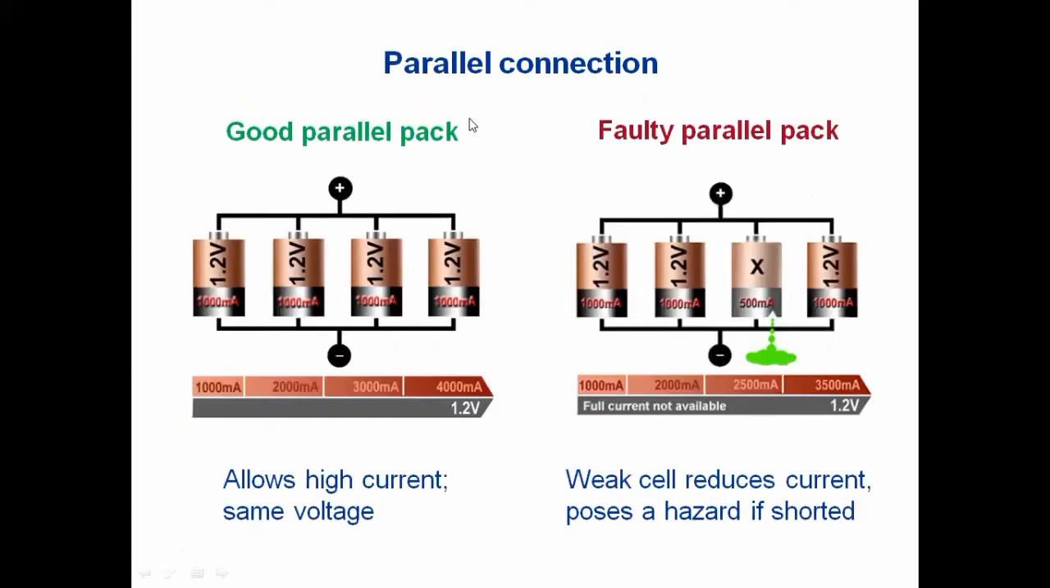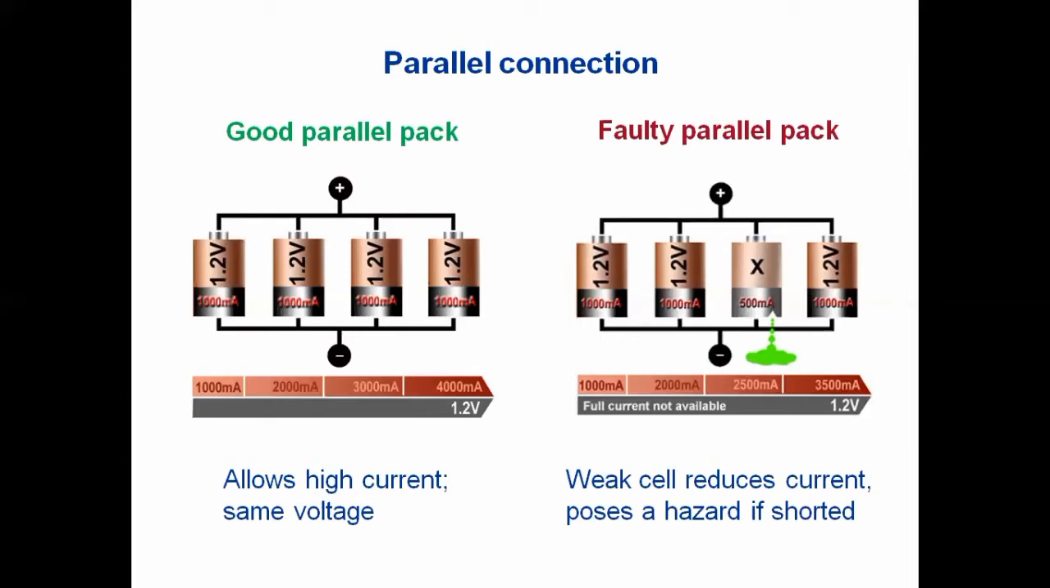Parallel connection: suppose we need to connect batteries in parallel. 1.2 volt batteries are connected in parallel, all with 1.2 volt and 1000 milliampere current rating. Now the faulty parallel: here the faulty parallel battery means connecting a different battery, which differs from the 1.2 volt batteries and also has a different current rating. So it is known as a faulty parallel path.